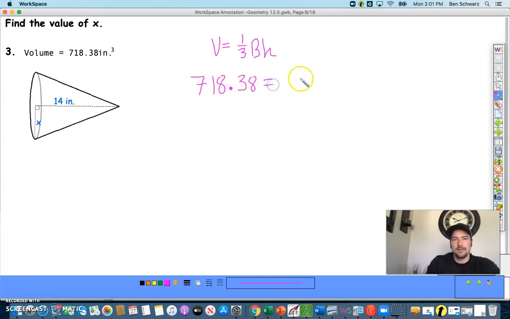So that's going to equal 1/3. Area of the base, well, our radius is x. So that would be pi times x squared. And then times the height, which is 14.